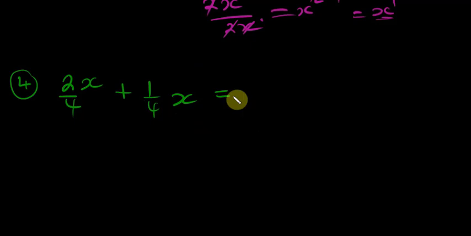Okay, assuming that you've tried it, let's compare our answers, shall we? I know this was supposed to be subtraction, but I used an addition sign. That's okay. 2 over 4x plus 1 over 4x. Alright, so we look at x and x, so these are like terms. So we write our x there.